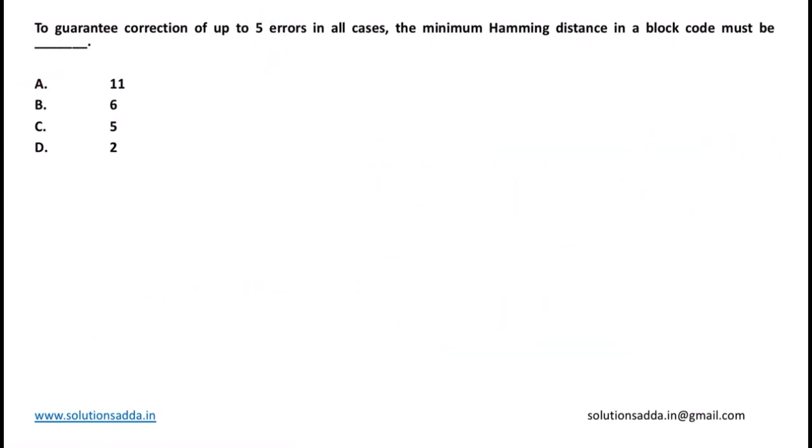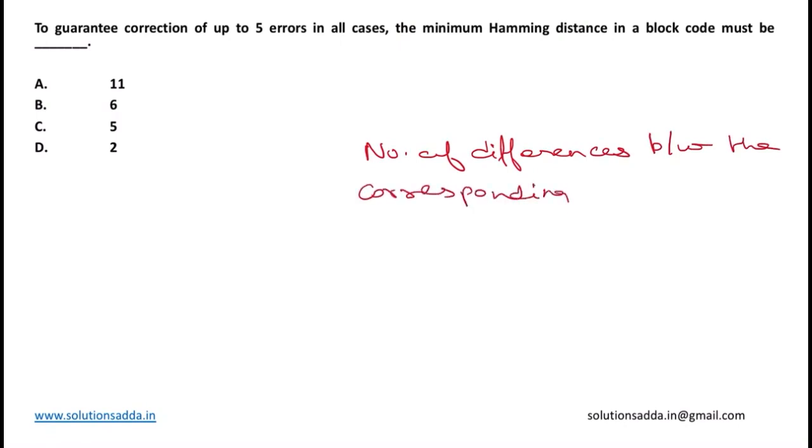This is a question from computer networks. To guarantee correction of up to 5 errors in all cases, the minimum Hamming distance in a block must be: options are 11, 6, 5 or 2. So what is Hamming distance? Hamming distance between two words of the same size is the number of differences between the corresponding bits of words of the same size.